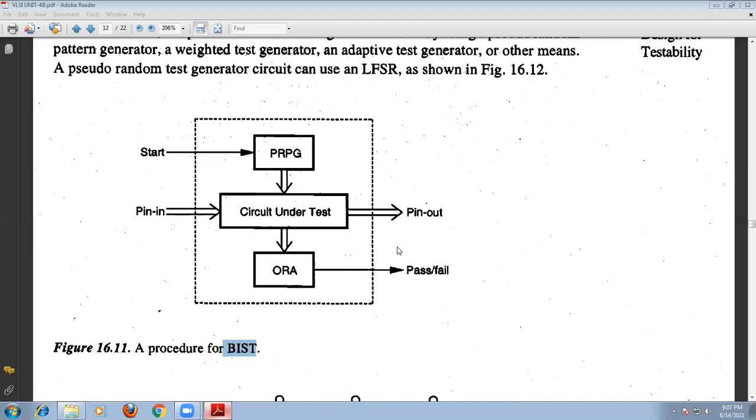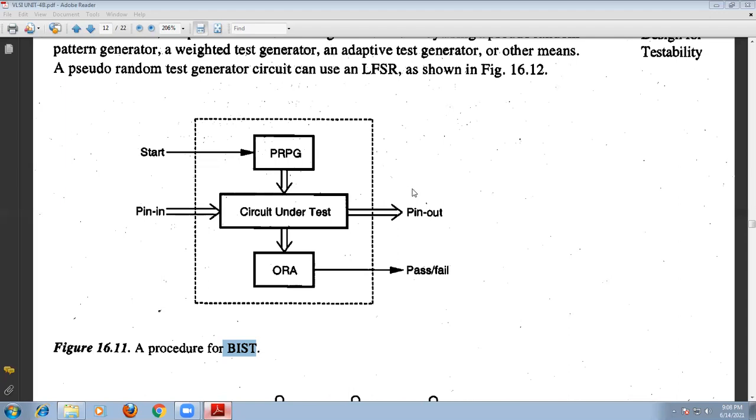There are two types of built-in self-test. One is the online built-in self-test, and the second one is the offline built-in self-test. The online built-in self-test is used to perform the test under normal operation. Similarly, the offline built-in self-test is used to perform the test in the offline mode.